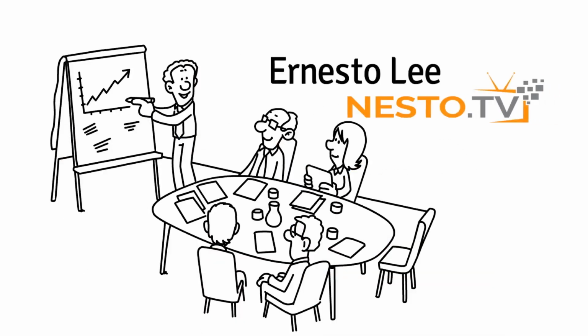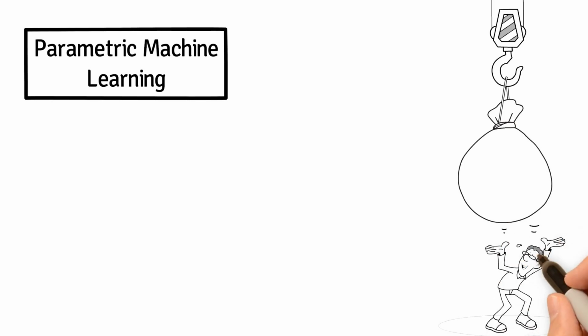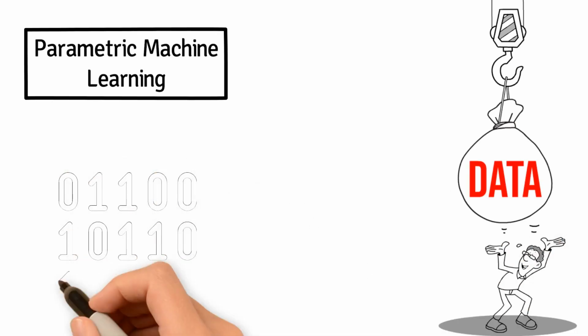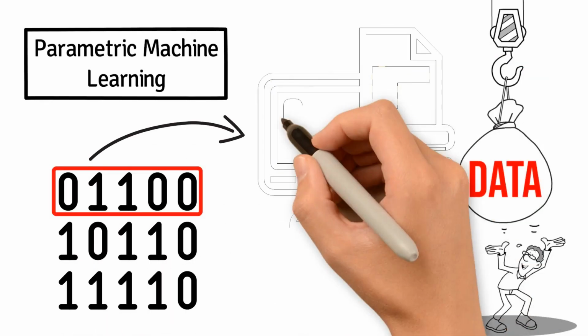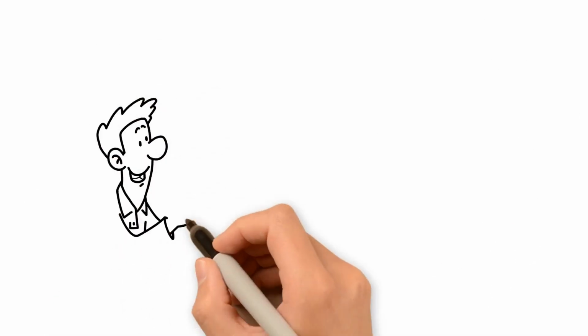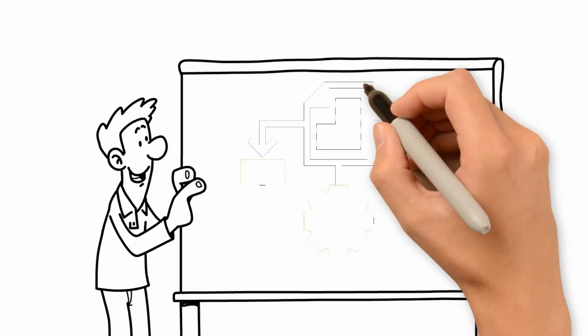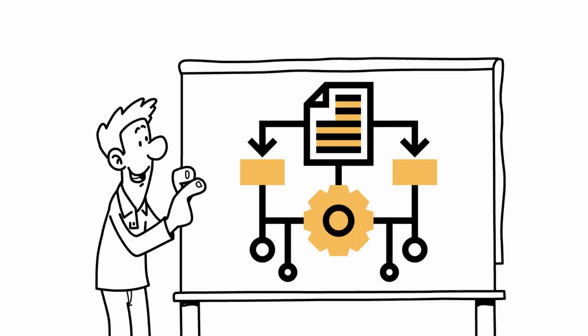Machine Learning by Ernesto. In a parametric machine learning use case, it starts with a bag of data. 1. Take the first row and feed it to your algorithm. 2. You have to know in advance what algorithm you will need, so choose carefully.